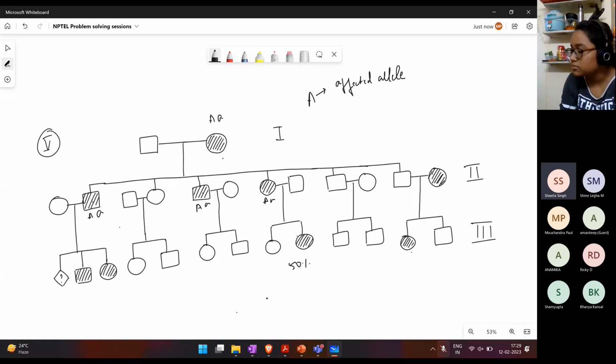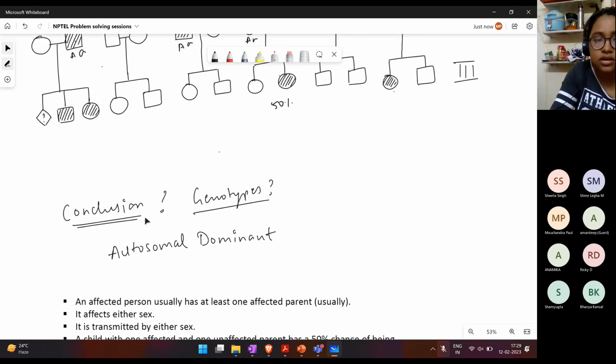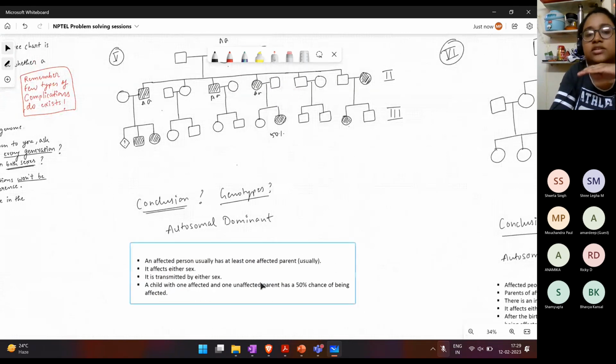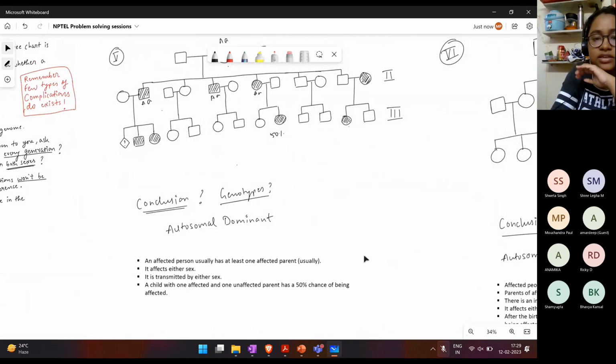Yes, ma'am, it is autosomal dominant. Okay, so according to Shweta, it is also autosomal dominant. Thank you, Shweta. So let's check. Yes, it is autosomal dominant, and these are the characteristics of autosomal dominant inheritance. Let's see whether these points are being satisfied or not.